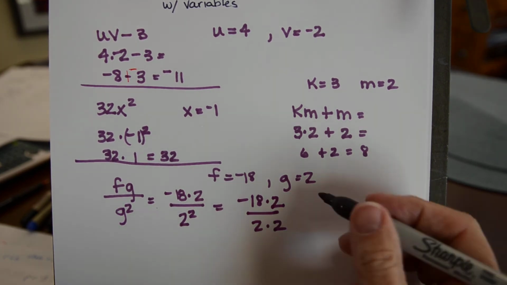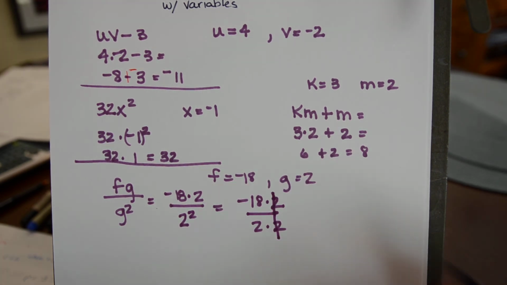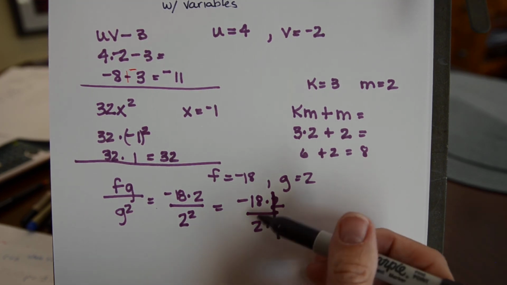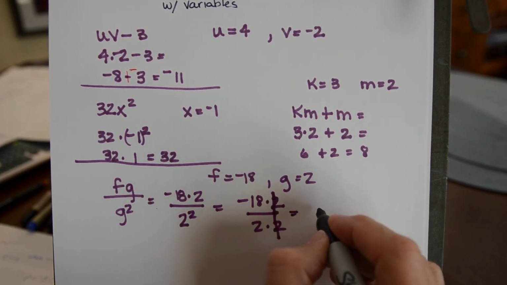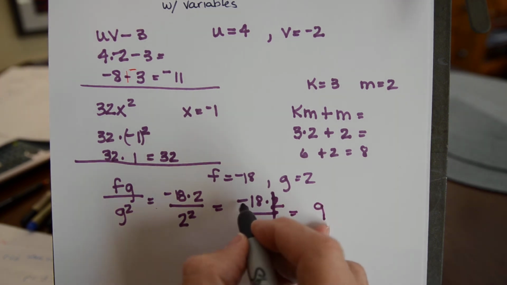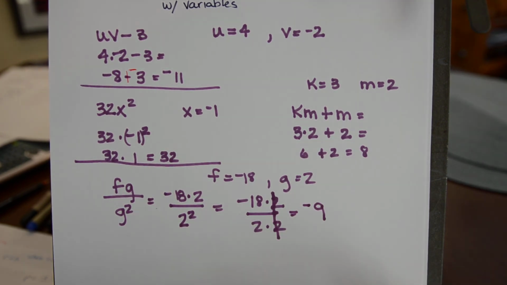At this point, it's easier for you to see. We can actually cancel that out. I have just divided by the number 1. I have reduced this fraction without ever multiplying. I can also now see that 2 can go into 18 9 times, but I have to keep that negative sign because I only have one negative, so it makes it negative. So the answer is -9.